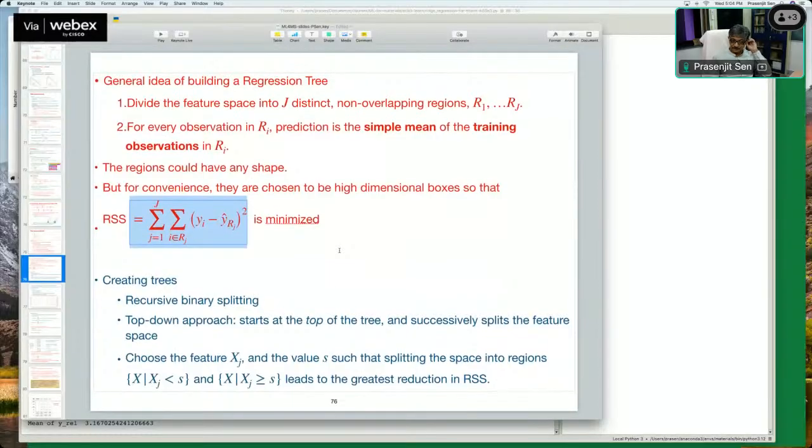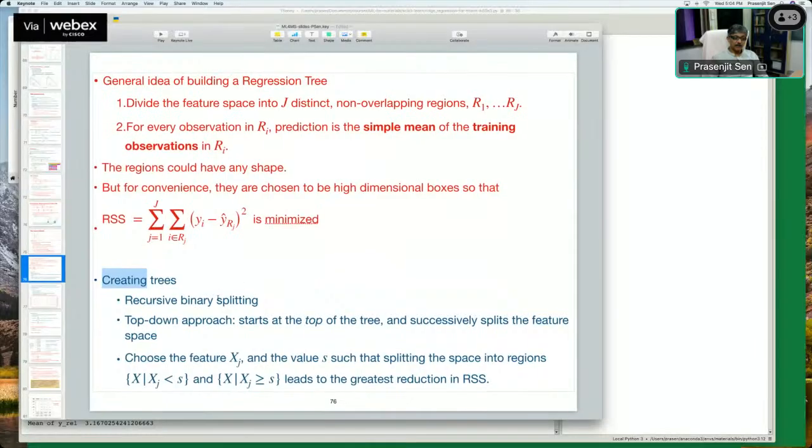So that is how you create trees. Not that you have to do it yourself, but you have to understand some of the things, because there are certain hyperparameters in the model that you might want to set. And if you don't have any idea about how these trees are created, then it will be difficult for you to fix those hyperparameters. So one of the simplest things you can do is what is called recursive binary splitting. It is a very simple idea.